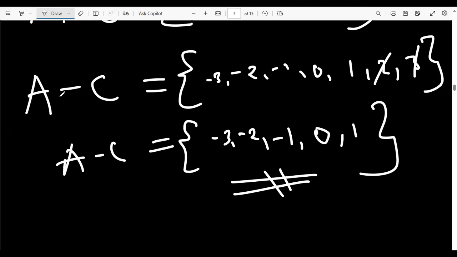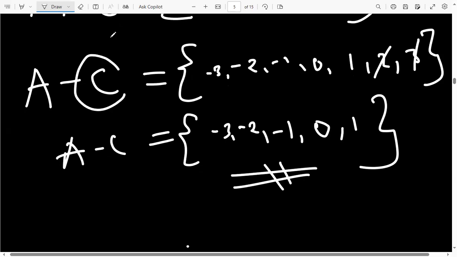So you are removing all the elements that are in set C, but they are also appearing in A. They are elements that you are removing from A. Okay, so this is A minus C, meaning you are removing all the elements that are appearing in C, but they are also in what?